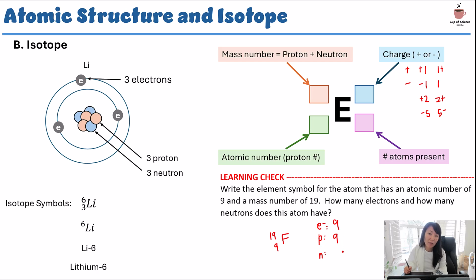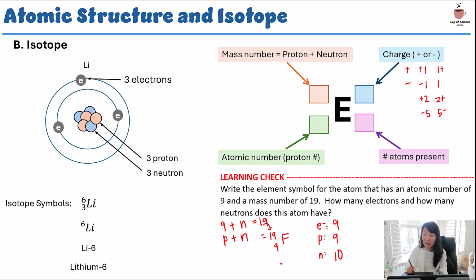What about the number of neutrons? You could find it by looking at this. Remember, that number is the number of protons plus the neutrons, isn't it? We already know the number of protons, which is 9. 9 plus the neutrons is equal to 19. So what would N be? N is 10. So this is how we can calculate the number of electrons, protons, and neutrons and write out its symbol.